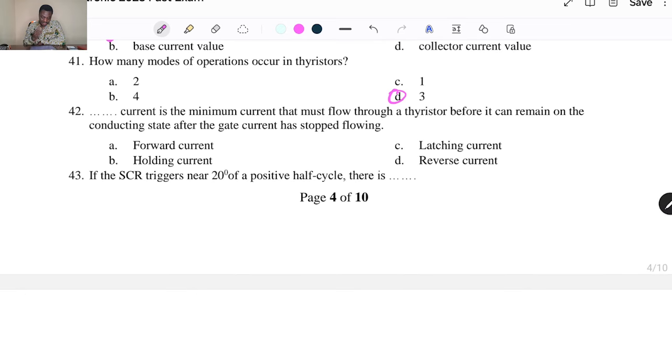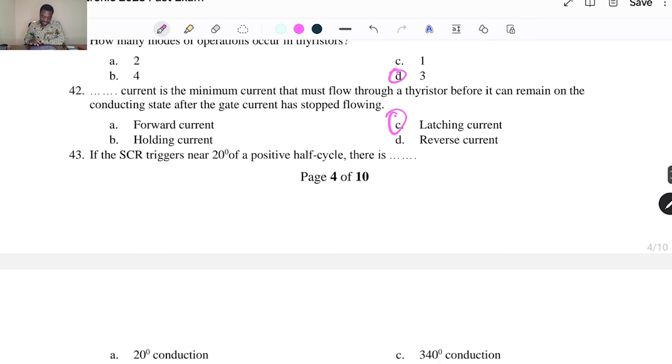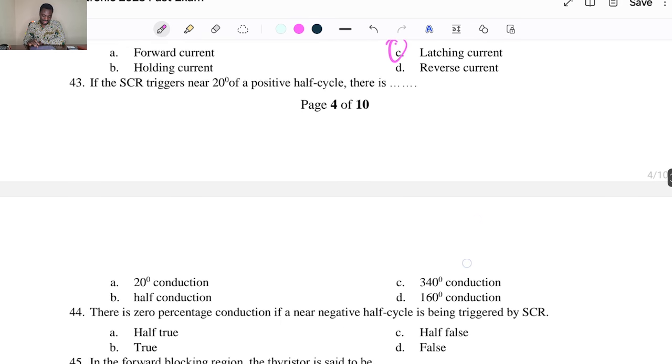That is a minimum current that must flow through a thyristor before it can remain in the conducting state after the gate current has stopped flowing. It's going to be the latching current, right? That's the minimum current that you need to flow through your thyristor in order for it to be in the conducting state.